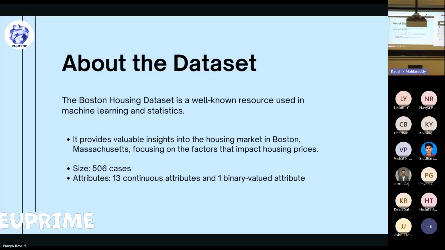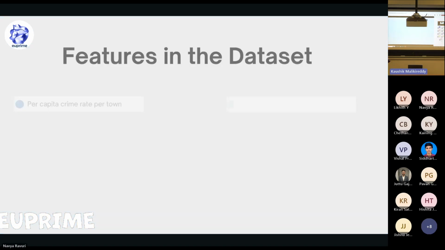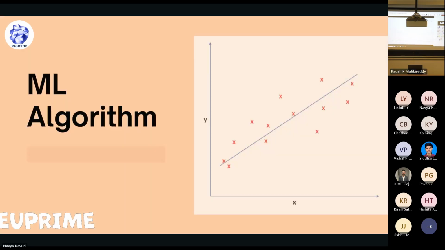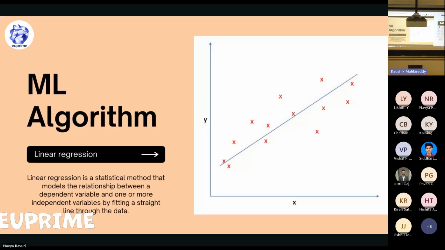Okay, so the data set had a total of 506 cases with 13 attributes, and these are some of the features in the data set. The ML algorithm that I used was linear regression, since it's a very simple one to showcase the linear relationships that were in the data set.